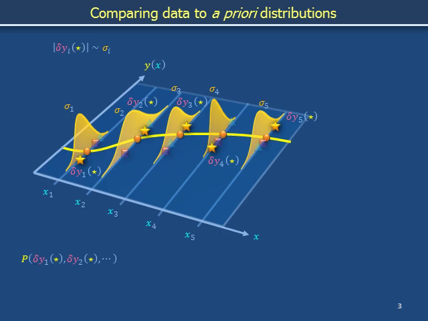In some situations, it is reasonable to say that the fluctuations of different individual measurements from their ideal values are statistically independent. In these special situations, the probability distribution factorizes into a first part, P1 of delta y1 of star, that depends only on the vertical displacement of the first star, a second part, P2 of delta y2 of star, that depends only on the vertical displacement of the second star, and so forth.